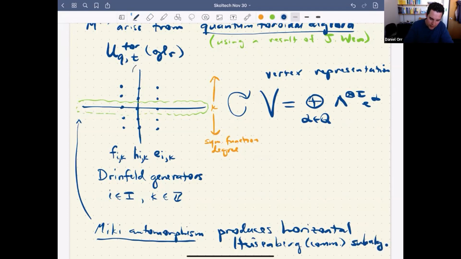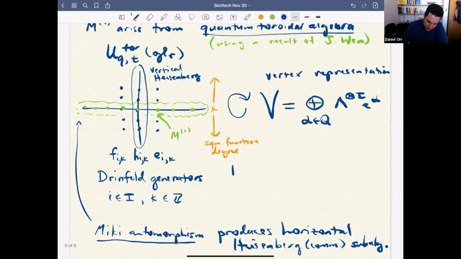So from the Drinfeld presentation, you get this vertical Heisenberg from the Cartan part. And there's this remarkable automorphism that changes vertical to something new, and the new thing we call horizontal. And it acts by degree zero on symmetric functions because it's sitting horizontally. And this is where the eigenoperators come from. So it has its own generators, which are not the same ones that you see in the Drinfeld presentation. So it has some new generators. And the M_I are in degree one. So the M_I really come from those.